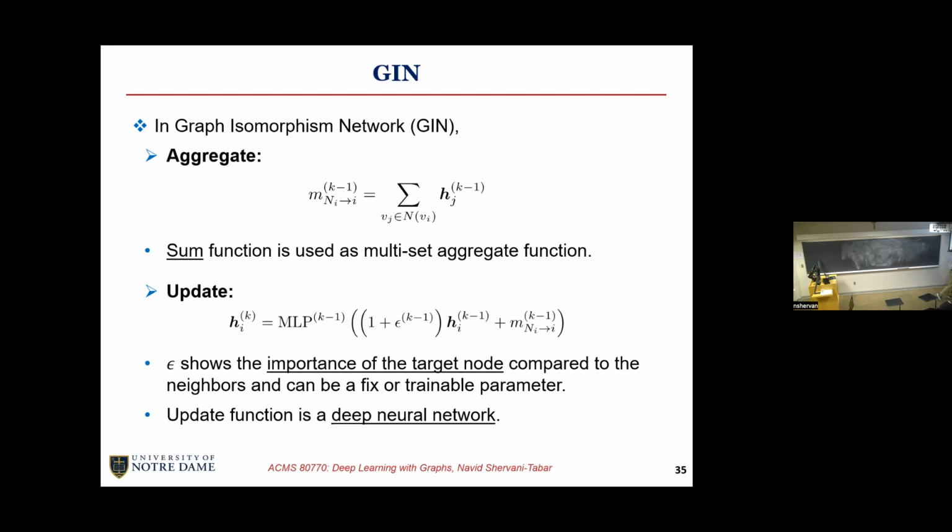And they have multiple tests with epsilon fixed to some value or epsilon as a learnable hyperparameter. So then they say that just passing that through a single layer of neural network is not enough. So they have a multi-layer perceptron as their update equation, which takes a combination of the messages and the current state of the node, and it returns the updated node embedding.